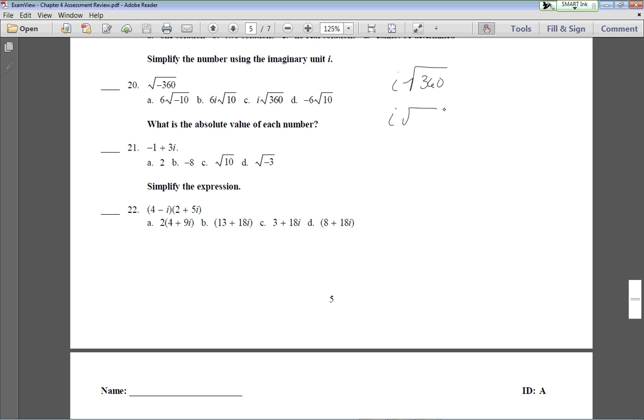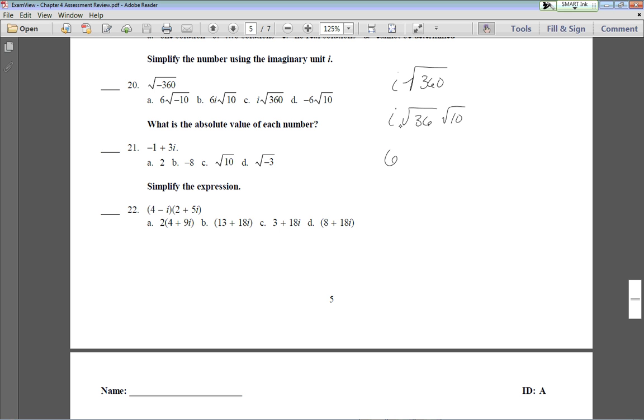So what we can do here is 360 breaks down into 36, which is a perfect square, times the square root of 10, which is not a perfect square. When you're breaking down radicals like this, you always want to separate it into two different radicals, one of them being a perfect square, so you can take the square root of it. That's the whole point, so you can take the square root and get rid of one of the square roots. So 360 can break down into the square root of 36 times the square root of 10.